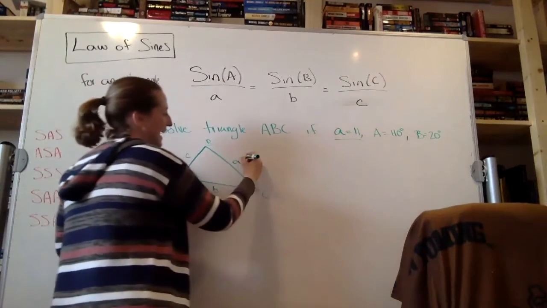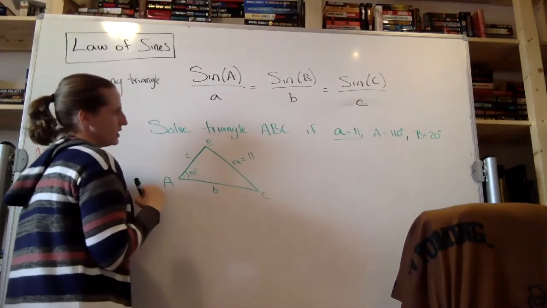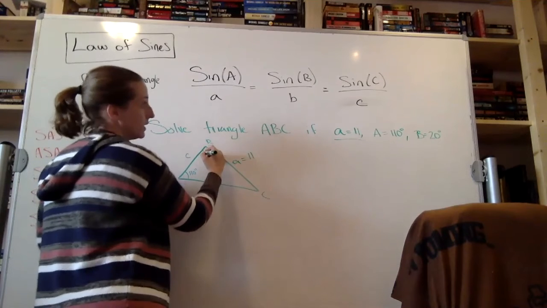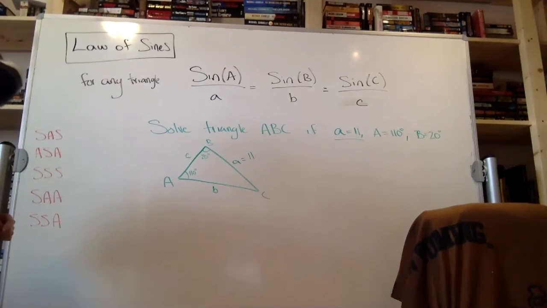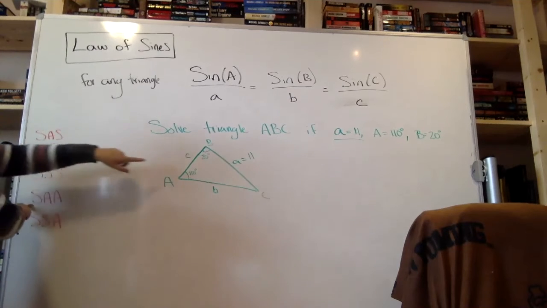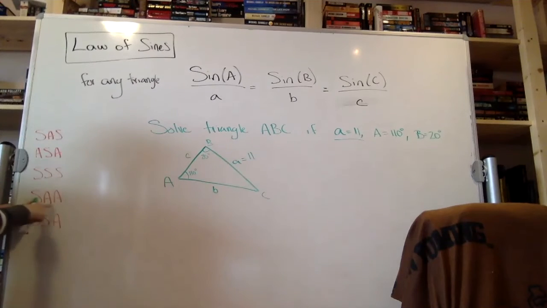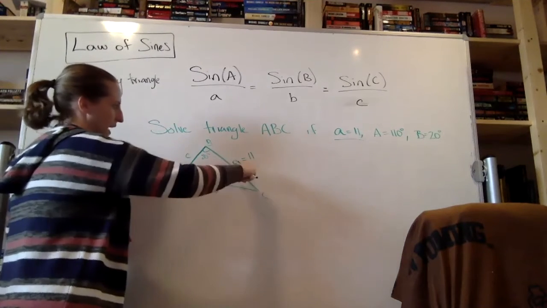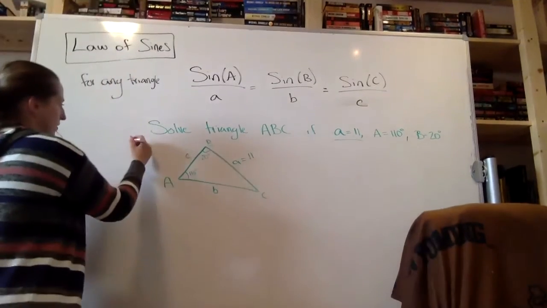Now let's look at what we know. We know that side a has length 11. We know that angle A is 110 degrees, and we know that angle B is 20 degrees. So which one of these cases are we in? Well, we know two angles and a side. Our choices are angle, side, angle, or side, angle, angle. But with angle, side, angle, we know the side that's between our two angles. Is that the case here? No, the side between our two angles is c, and we don't know c. So we're in side, angle, angle. This is an example of side, angle, angle. I'm just going to write that here.